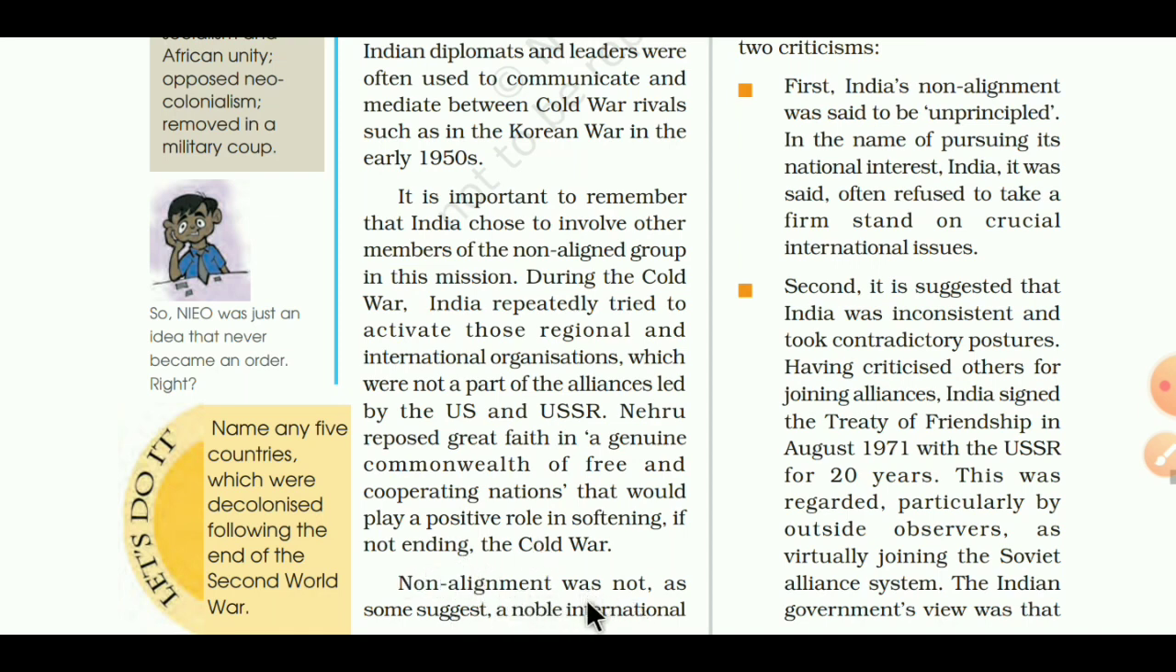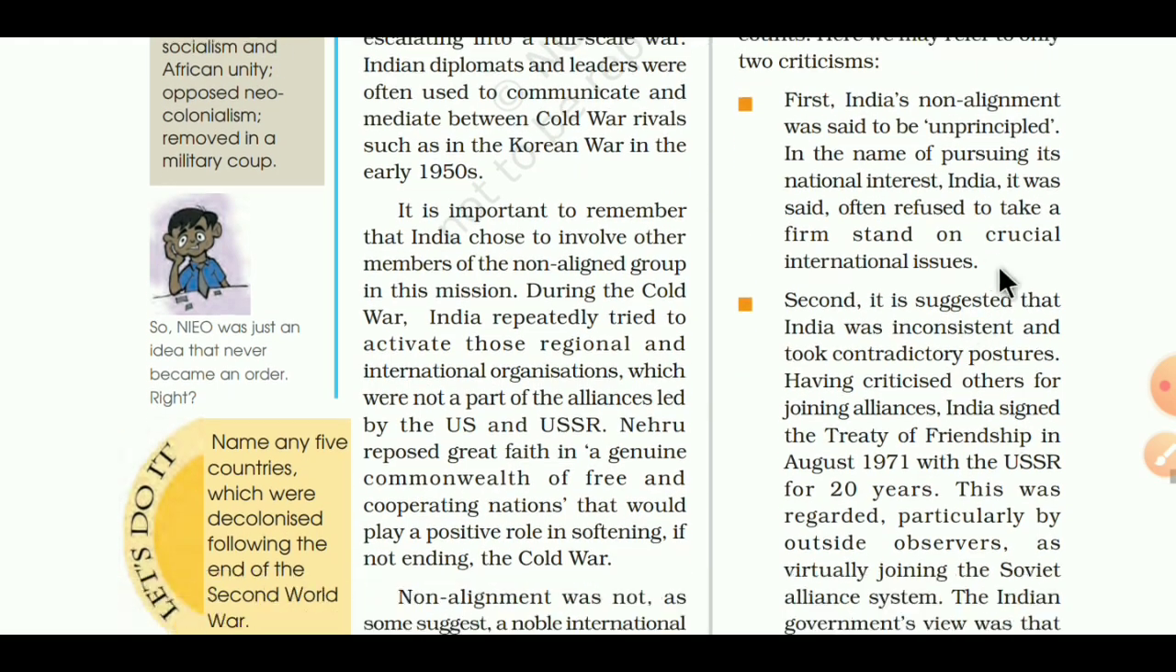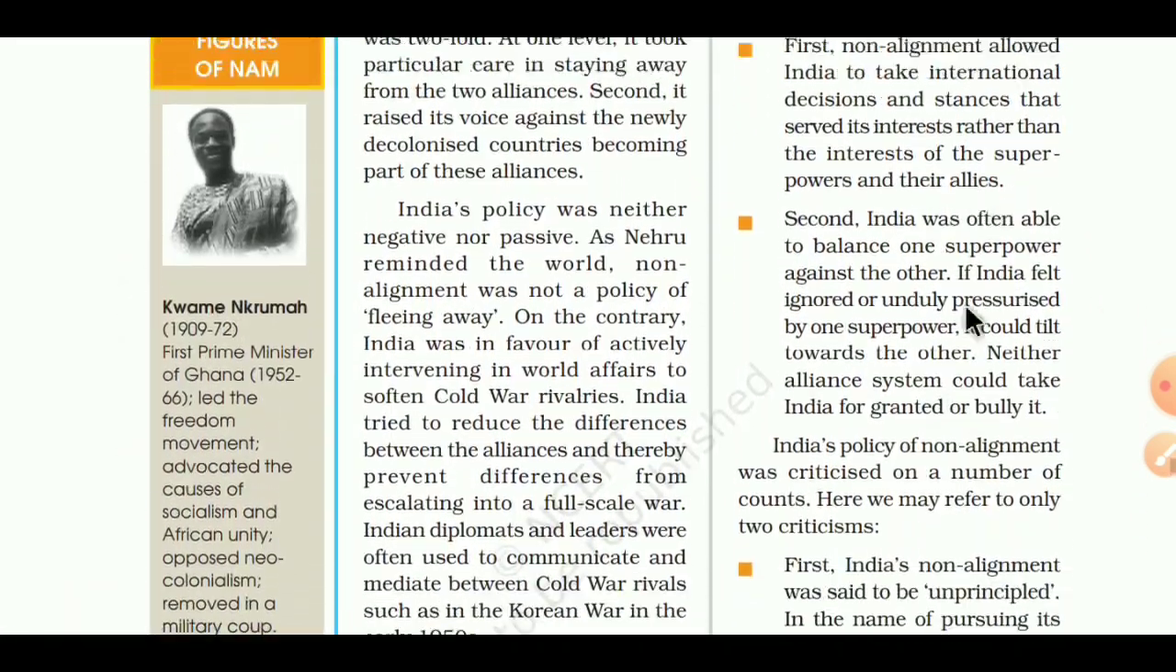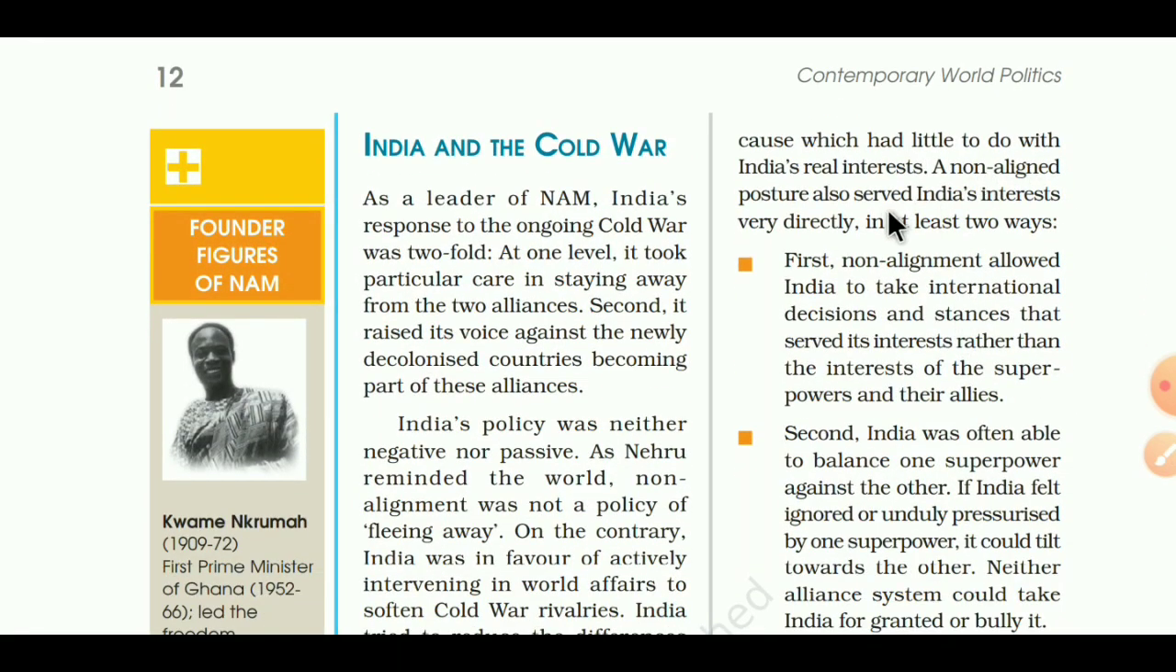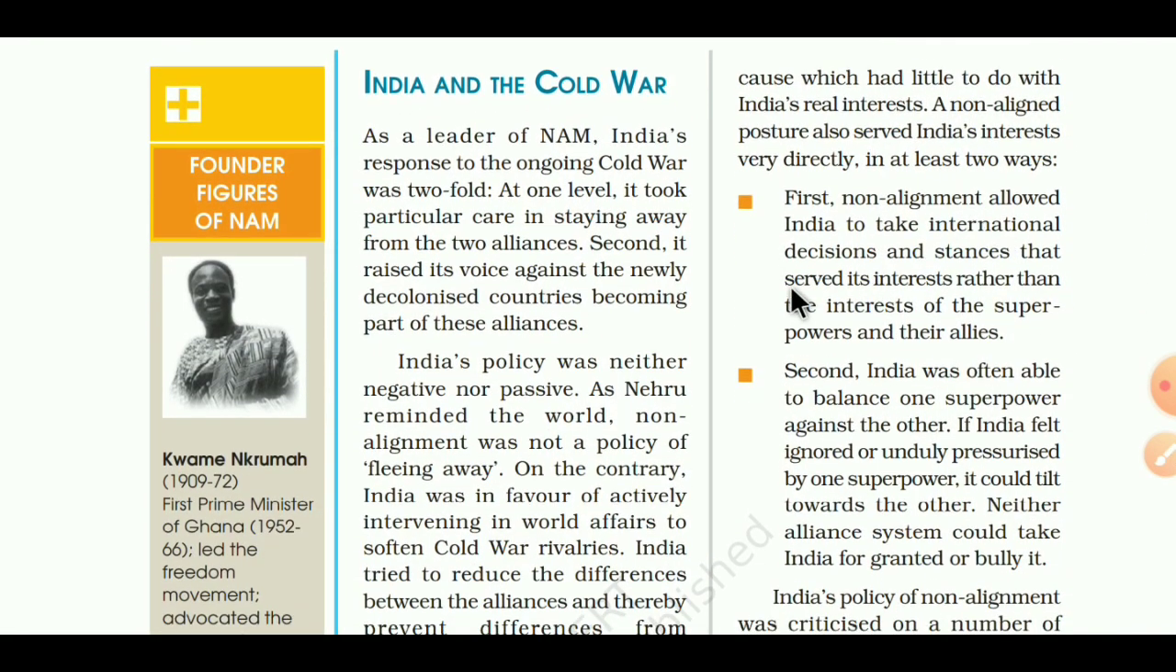The non-alignment movement was not, as some suggest, a novel international cause. First, non-alignment allowed India to take international decisions and stances in its own interest rather than the interest of the superpowers. It means the superpowers and the allies are pursuing their own interests, but neither of them can tell India to take either side, because India has its own foreign policy.